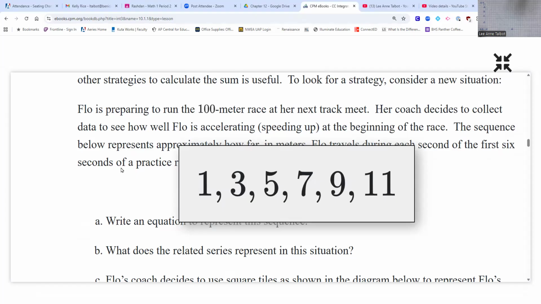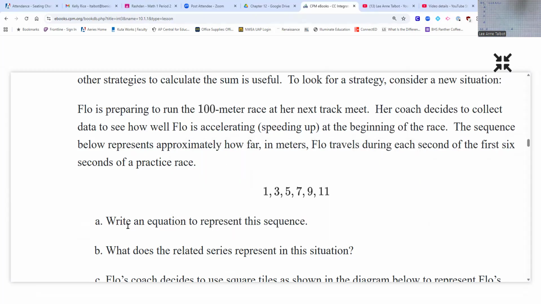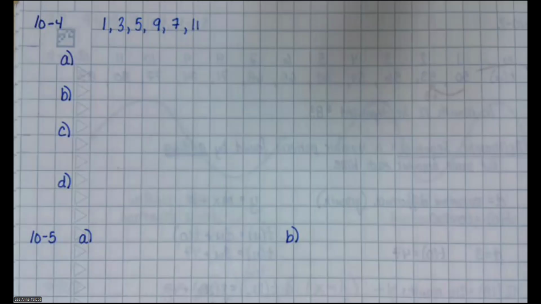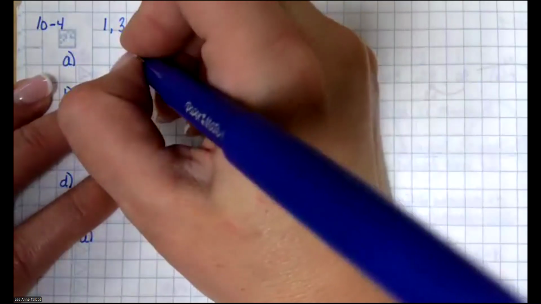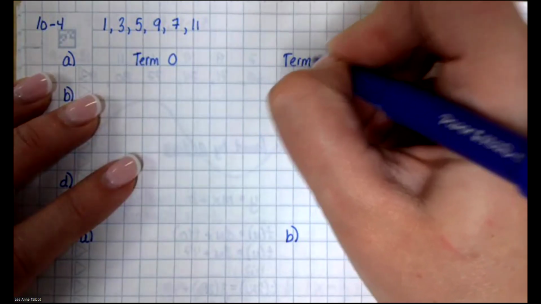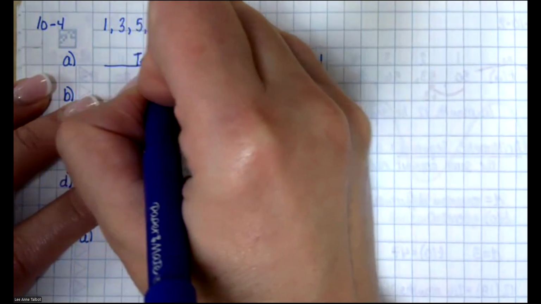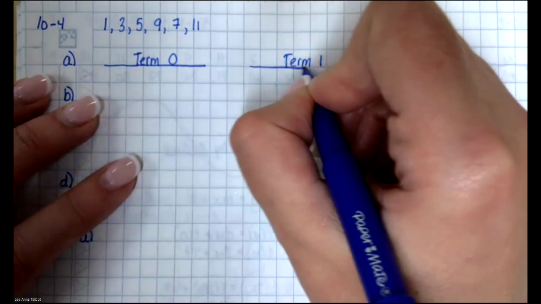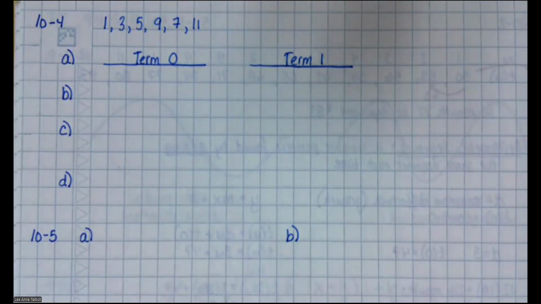Okay, this is the sequence we're going to write down next to 10-4. Right next to where it says 10-4, can you please write this sequence down? 1, 3, 5, 9, 7, 11. Okay, now for A, it says write an equation to represent this sequence. Okay, I'm going to do the equation 2 ways. I'm going to do the equation with term 0, and I'm going to do the equation with term 1, because I want to review what I taught you yesterday about how to write it 2 different ways.